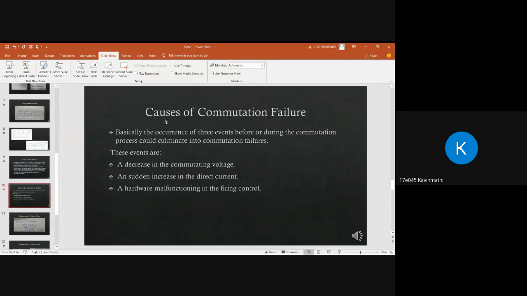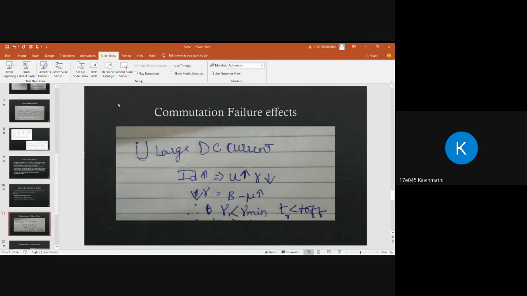So what are all the causes of the commutation failure? The main three events that cause commutation failure are the decrease in the commutating voltage, a sudden increase in the direct current, and the third one is a hardware malfunctioning in the firing control. I will explain these three events in detail in this slide.